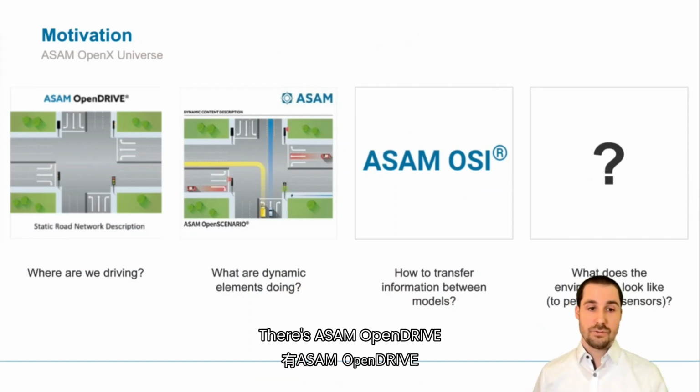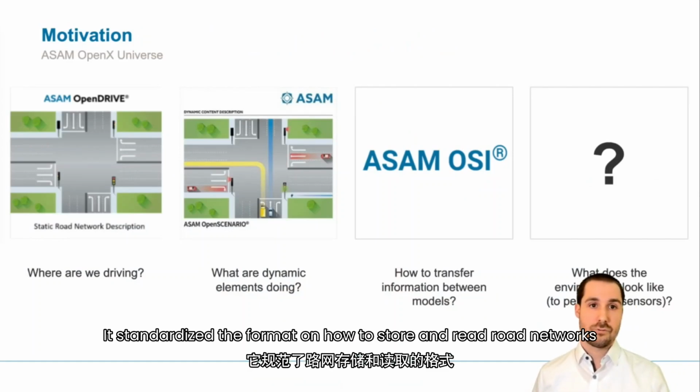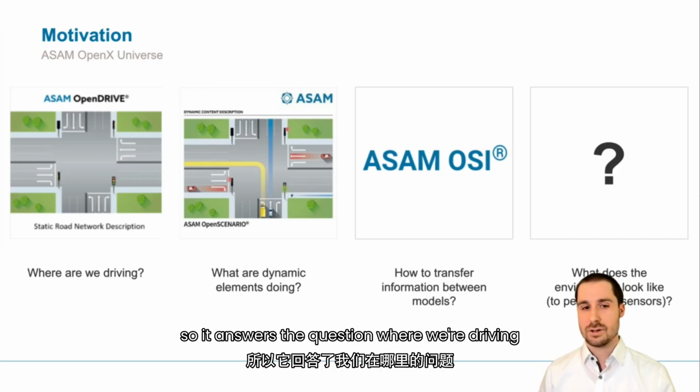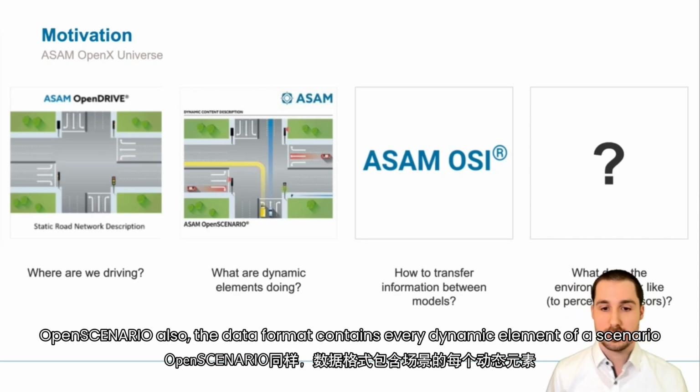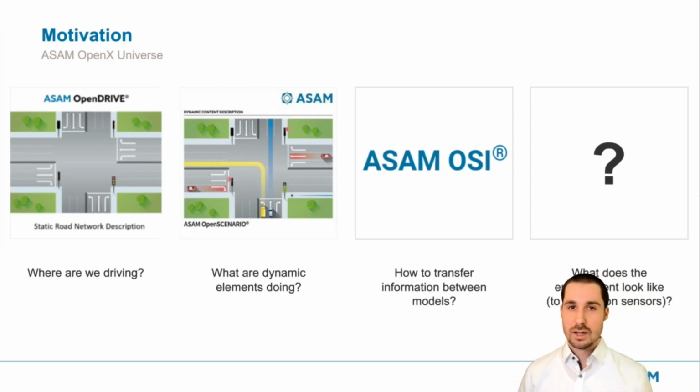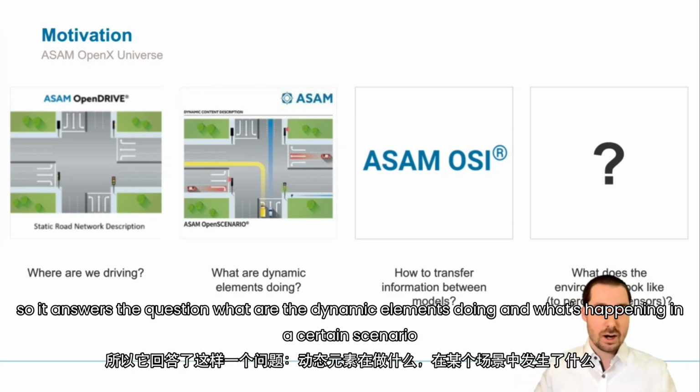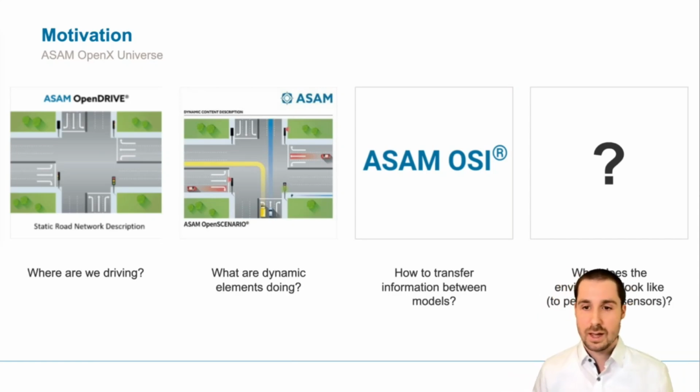There's ASAM OpenDRIVE. It standardizes the format on how to store and read road networks. So it answers the question where we're driving. OpenSCENARIO, also a data format, contains every dynamic element of a scenario. So it answers the question, what are the dynamic elements doing and what's happening in a certain scenario.